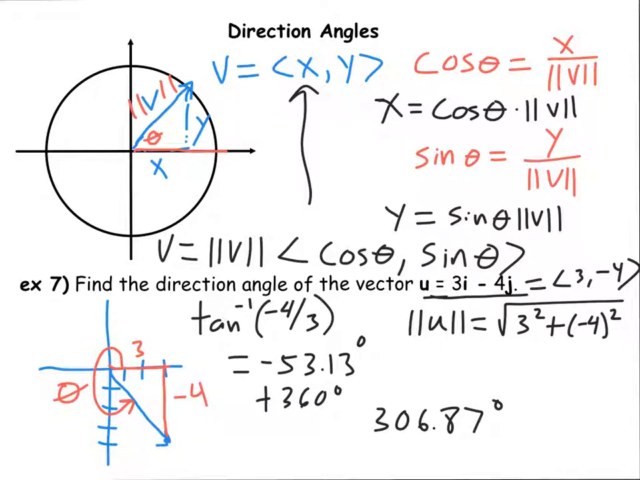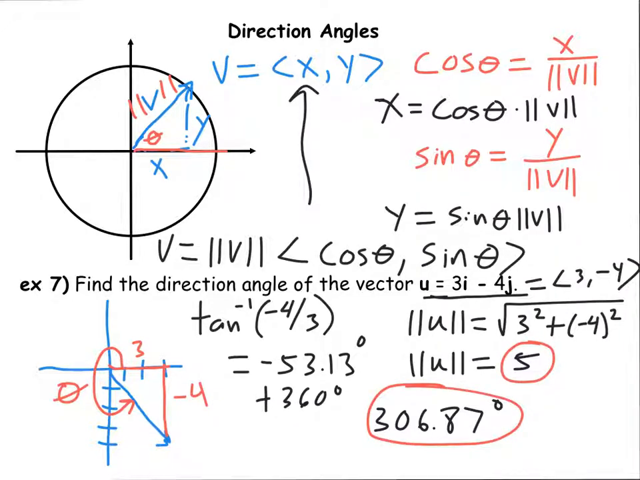Okay, looking back up to the whole directional angle thing, that would be theta. By the way, you might have noticed over here the magnitude was 5. Those are the two numbers that I would now use to describe this vector. It has a magnitude of 5, and it is pointed in the direction of 306.87 degrees.